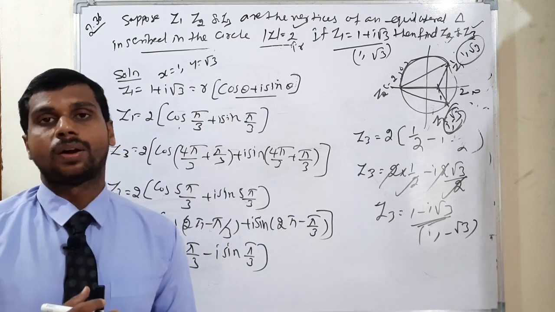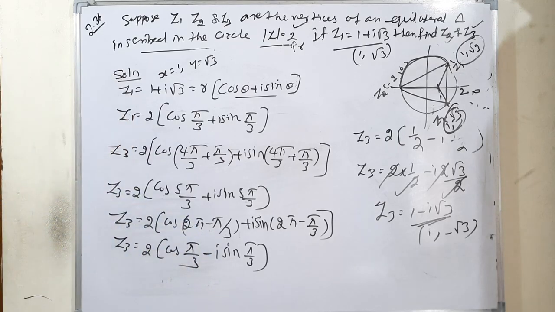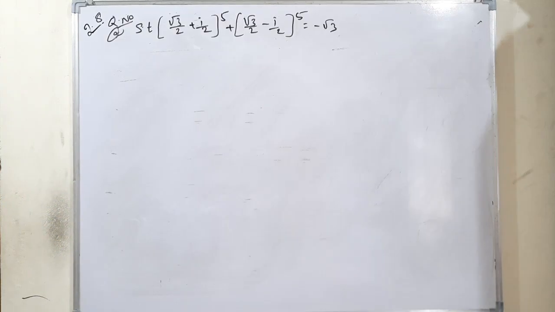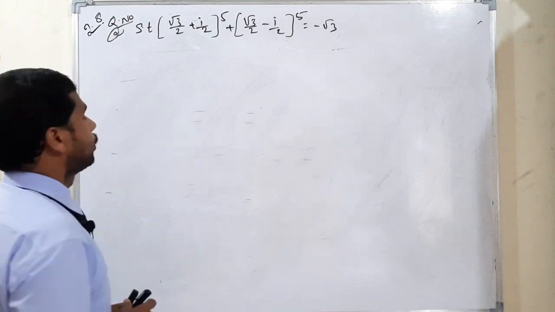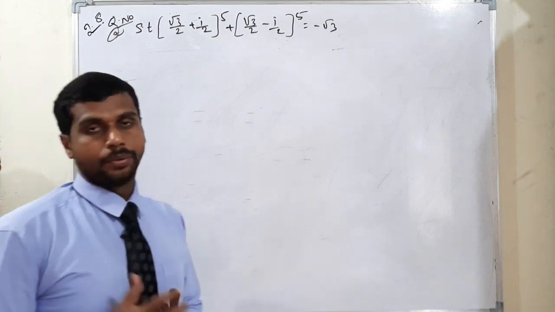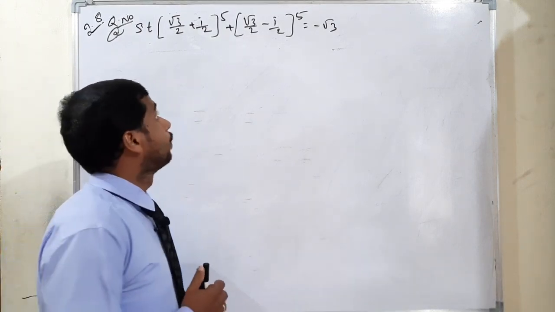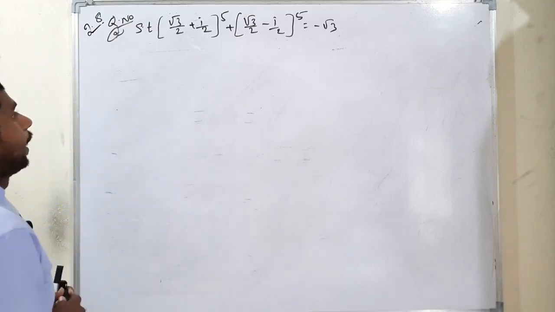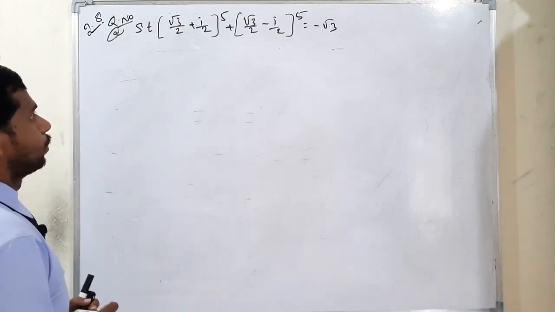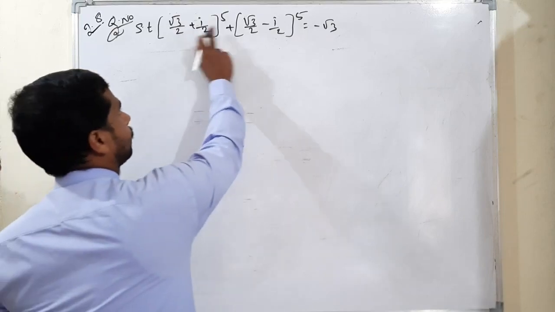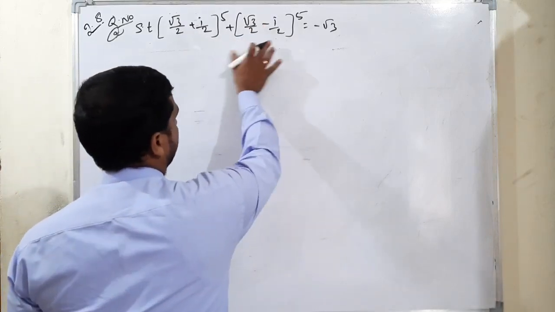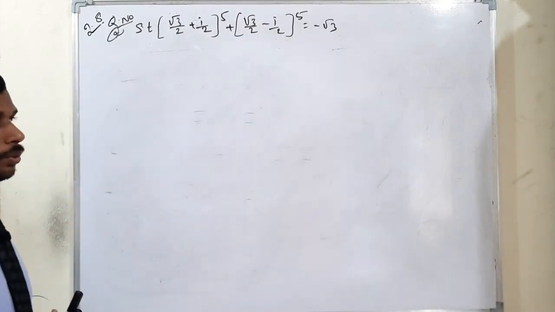Okay, I will continue the last exercise, 2.8. So exercise 2.8, question number 2. Already I have done question number 1 in the last class. Moving to question number 2, show that (root 3 by 2 plus i by 2) the whole power of 5, and instead of plus there is minus here, so both terms will be equal to minus root 3. We have to show this.